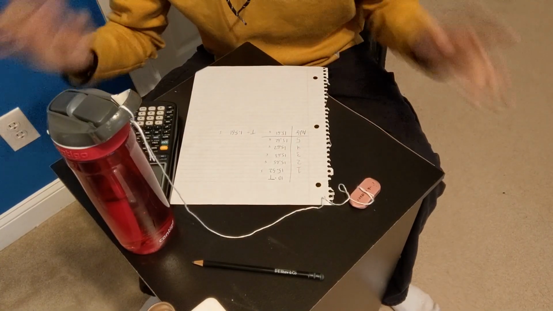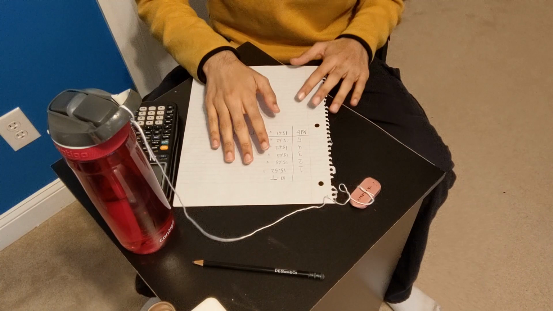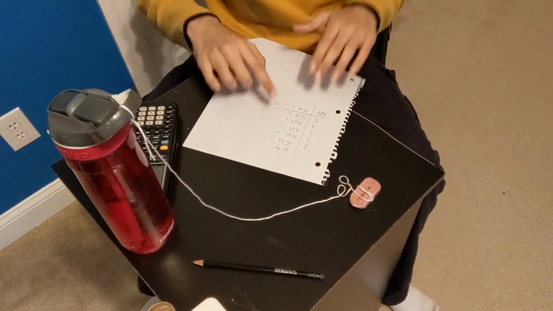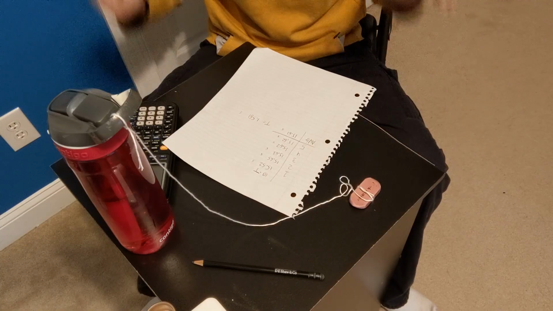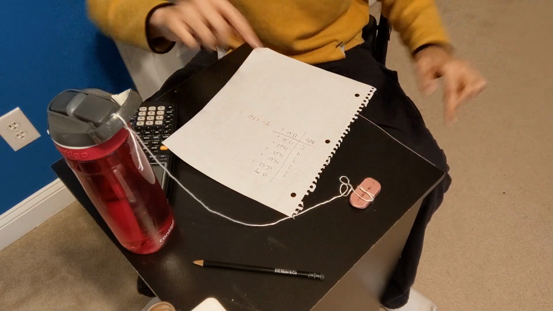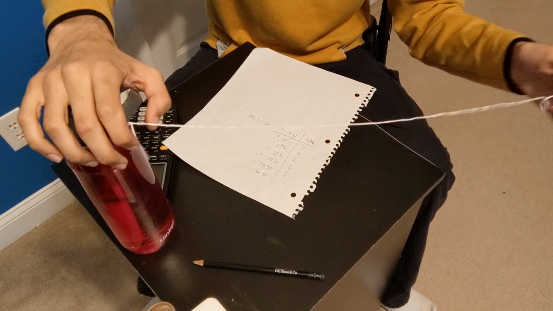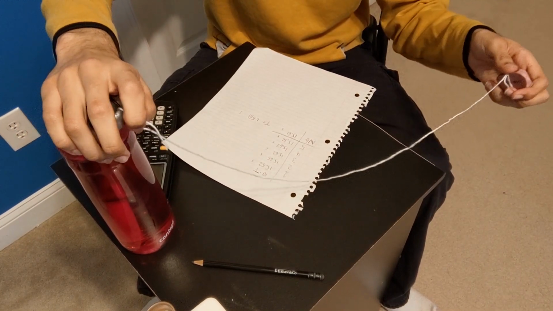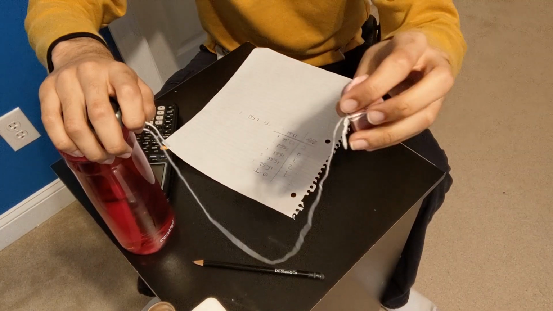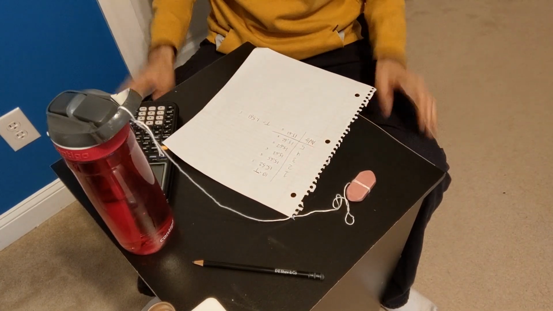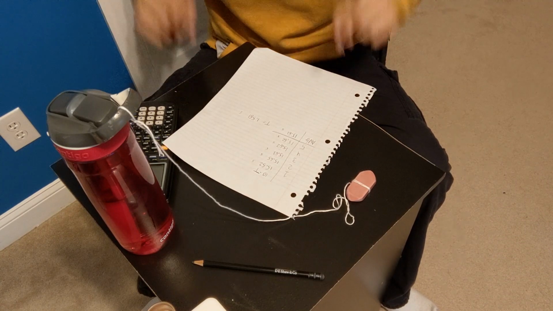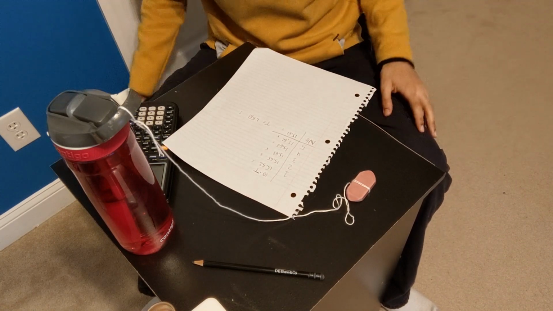So unfortunately my camera cut out for a second there, but I did finish the 5 trials, and after averaging it out, we get that the period of the pendulum is 1.561 seconds. And so now I'm going to measure the length of the pendulum, and remember, you only want to measure the actual length from the pivot point to where it's attached to the mass, because that's the actual length of the pendulum, and then we can get to plugging that into the pendulum formula.